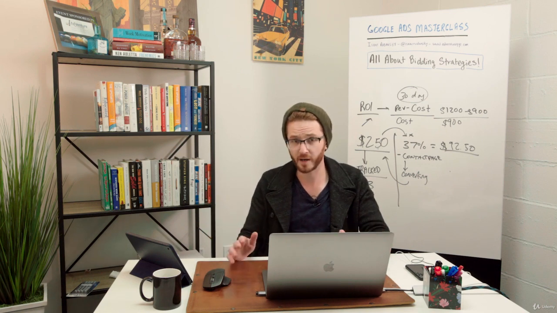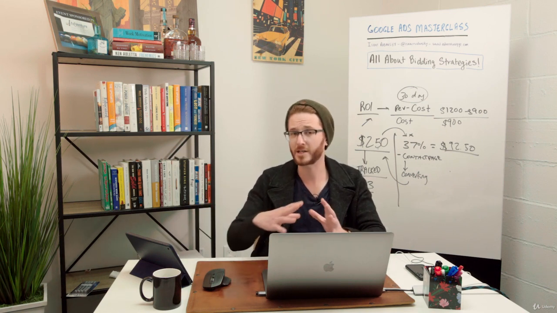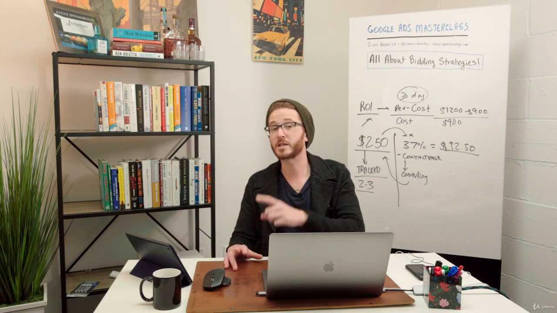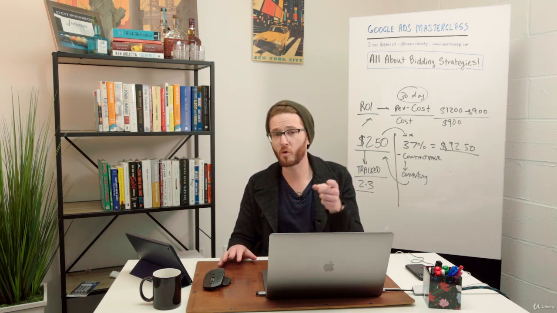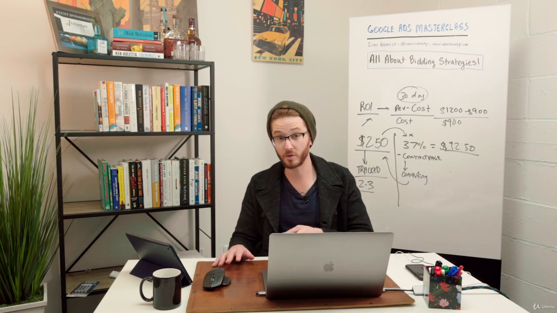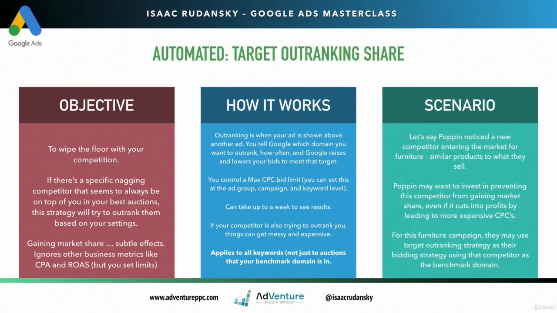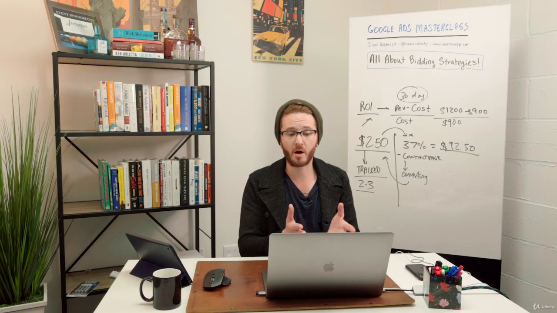I think it's totally fair to invest as long as I'm playing fairly, as long as I'm not doing anything underhanded, as long as every other competitor has all the same techniques available to them, which they do, they might want to go ahead and run a target outrank share against the competitor. So for this furniture campaign, they may use target outranking strategy as their bidding strategy, using that competitor as the benchmark domain. So that's a scenario where target outrank share might work.